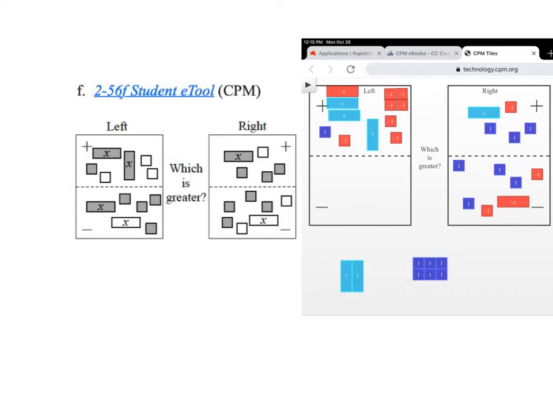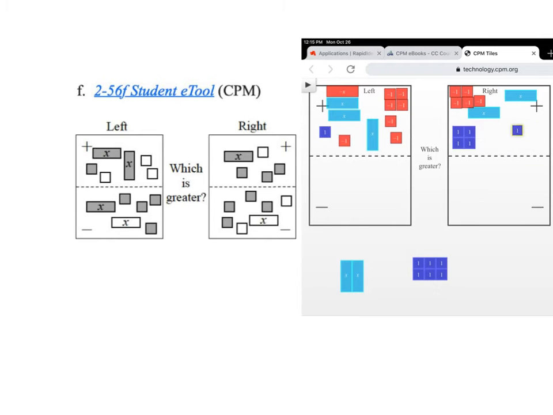In the right side, I have got 4 positive 1's in the negative region, and I'm going to flip them up and change them to be 4 negatives. I've got 2 negative 1's in the negative region, so I'm going to flip those up and change those to be positives. And then I've got a negative x in the negative region, so I'm going to flip that up and change it to be a positive.